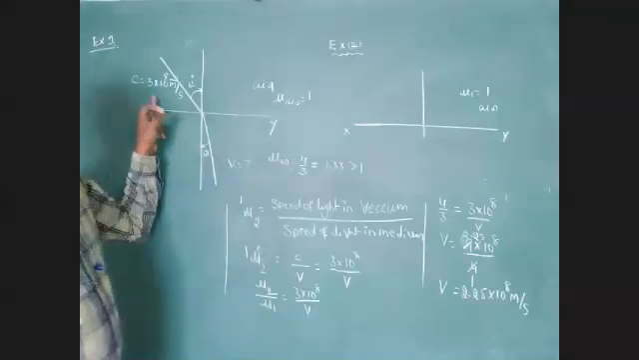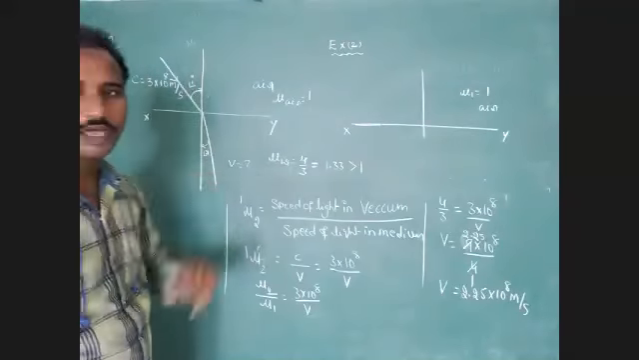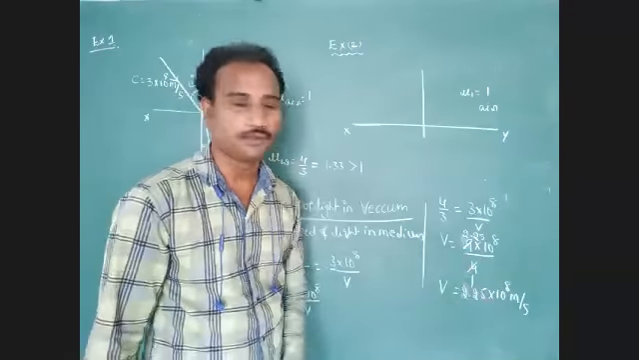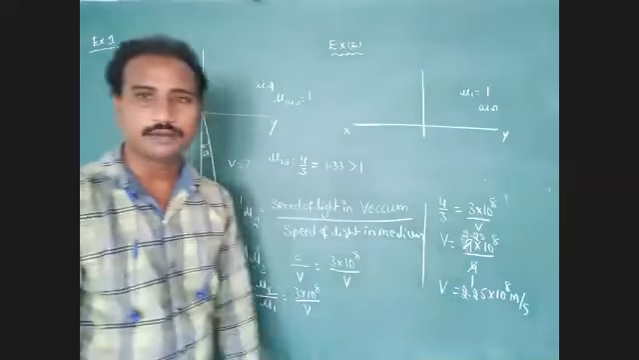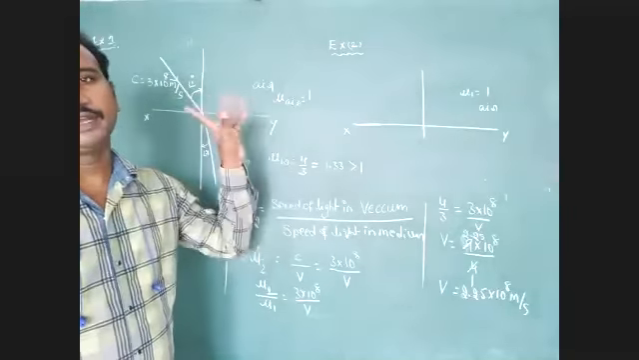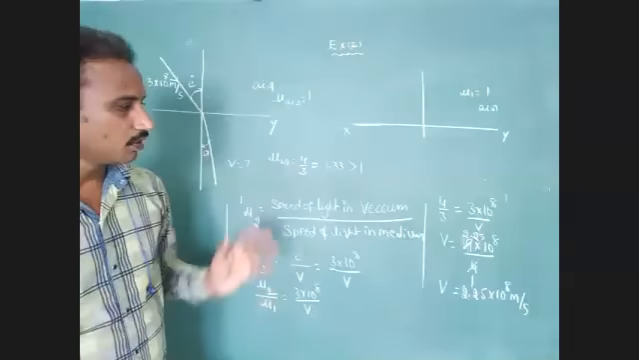Speed of light in air medium: 3 into 10 to the power of 8 meter per second. Speed of light in water medium, how much? 2.25 into 10 to the power of 8 meter per second. This value is less than the speed of light in air medium. Note down this example problem.